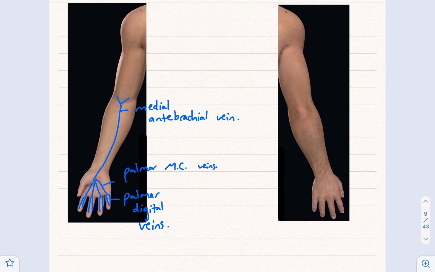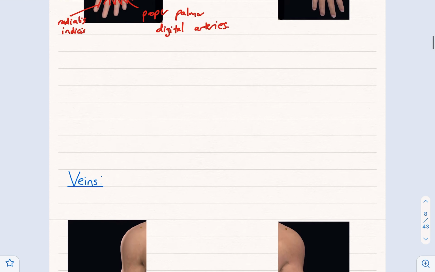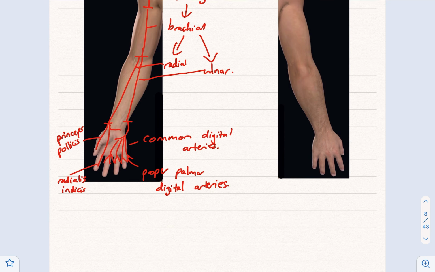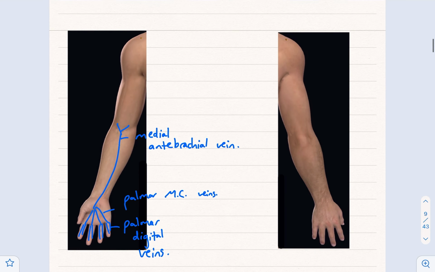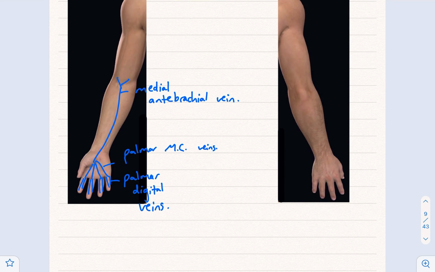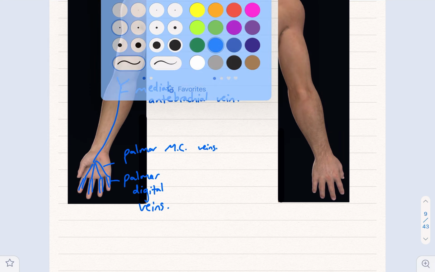Okay, so now going back to the medial cubital vein, this then leads up back into the same order as these ones, but going in reverse. So we're just going to stop here at this level for a second, and then we're going to loop back around. Let's go blue again.